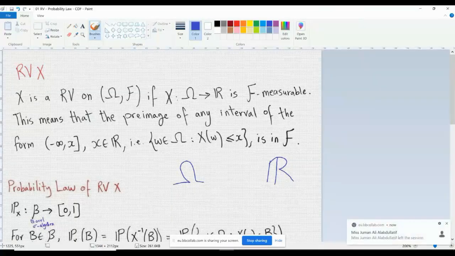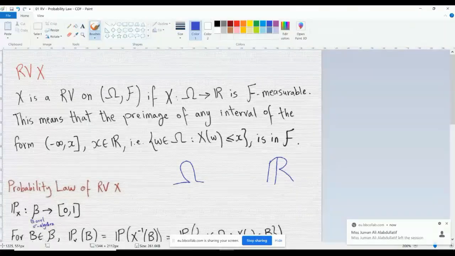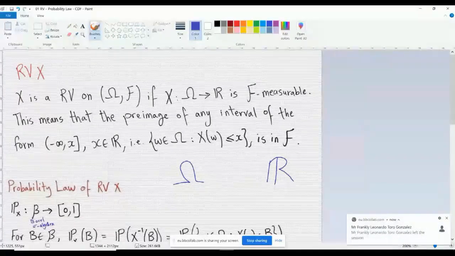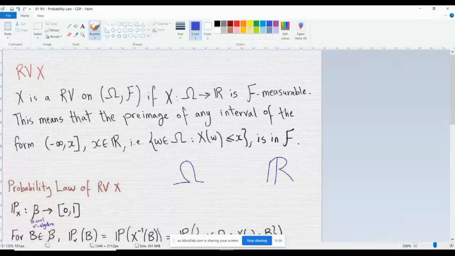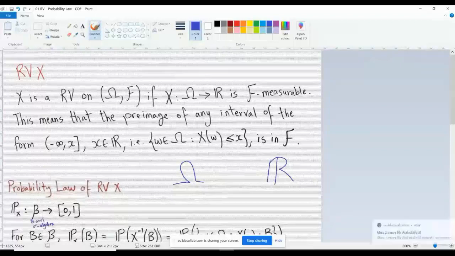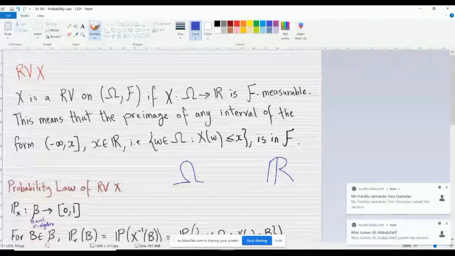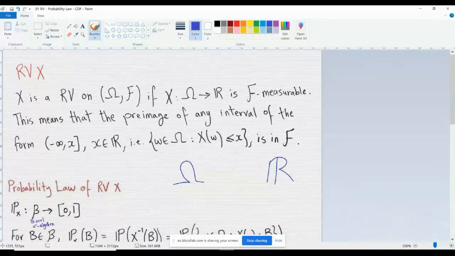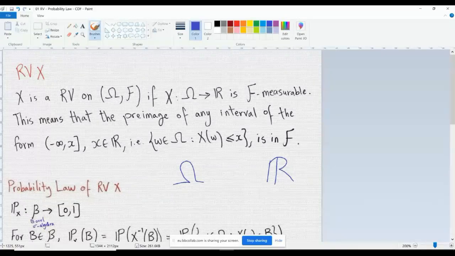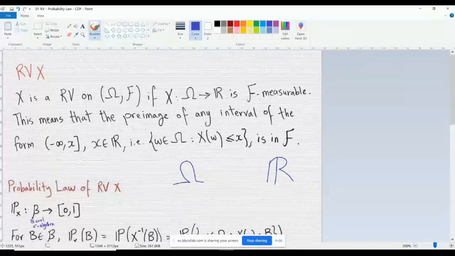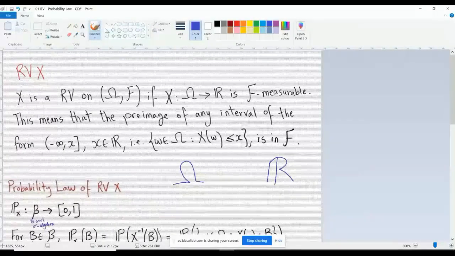And actually, big omega itself may be the set of real numbers. It may be the case that our sample space is the set of real numbers. Okay. So what makes a random variable is measurable. It is not any arbitrary function. It is a function, but also it is F measurable, in the sense that with respect to some sigma algebra, the pre-image of any Borel set.